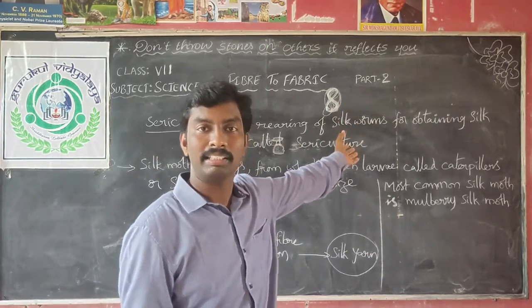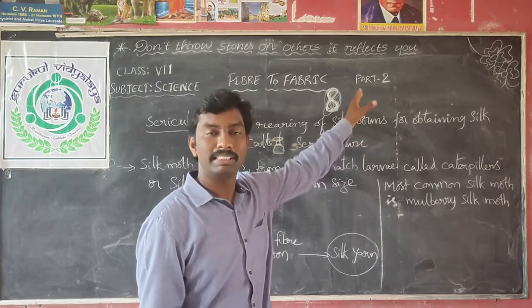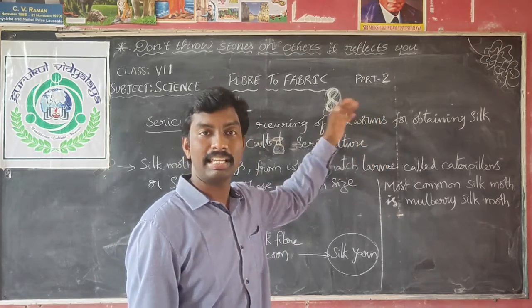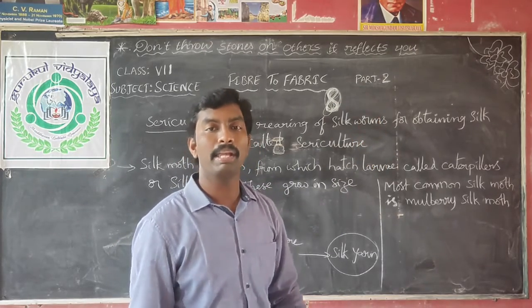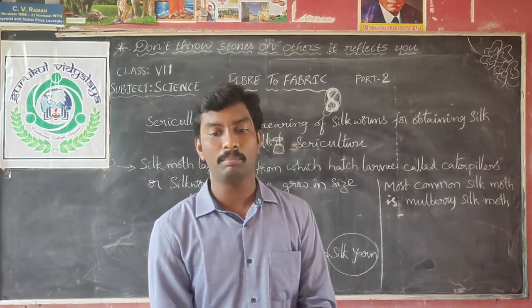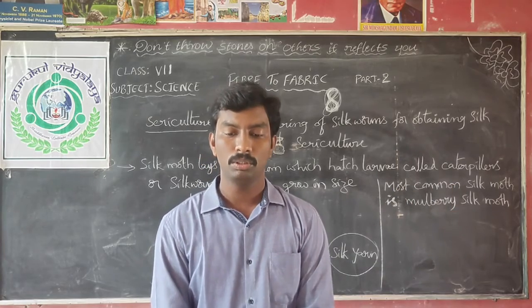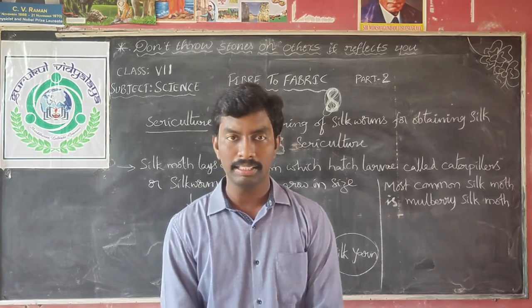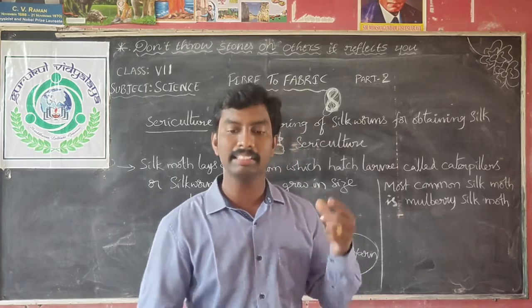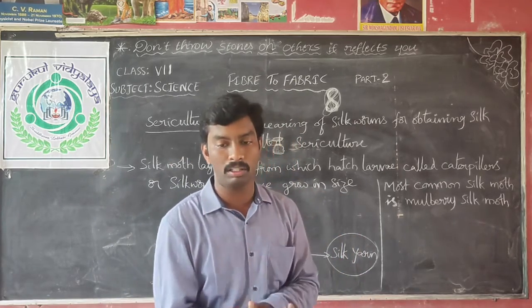So inside, what is it obtaining? It is obtaining a silk fiber, a protein which hardens on exposure to air and becomes silk fiber. This covering is known as a cocoon. The silk yarn or silk thread is obtained from the cocoon of the silk moth.